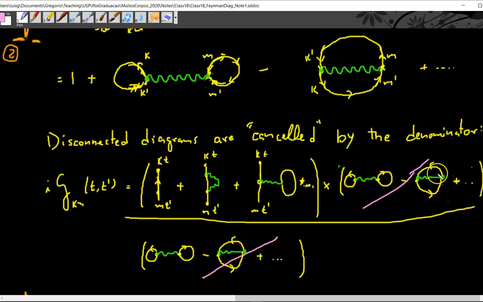The only thing that counts for the actual expansion are connected diagrams that connect M t to K t, right? And that are topologically inequivalent. So out of the 6 original diagrams, I only need to calculate 2. That's the beauty of expressing these in terms of Feynman diagrams. So let's go back to the slide.